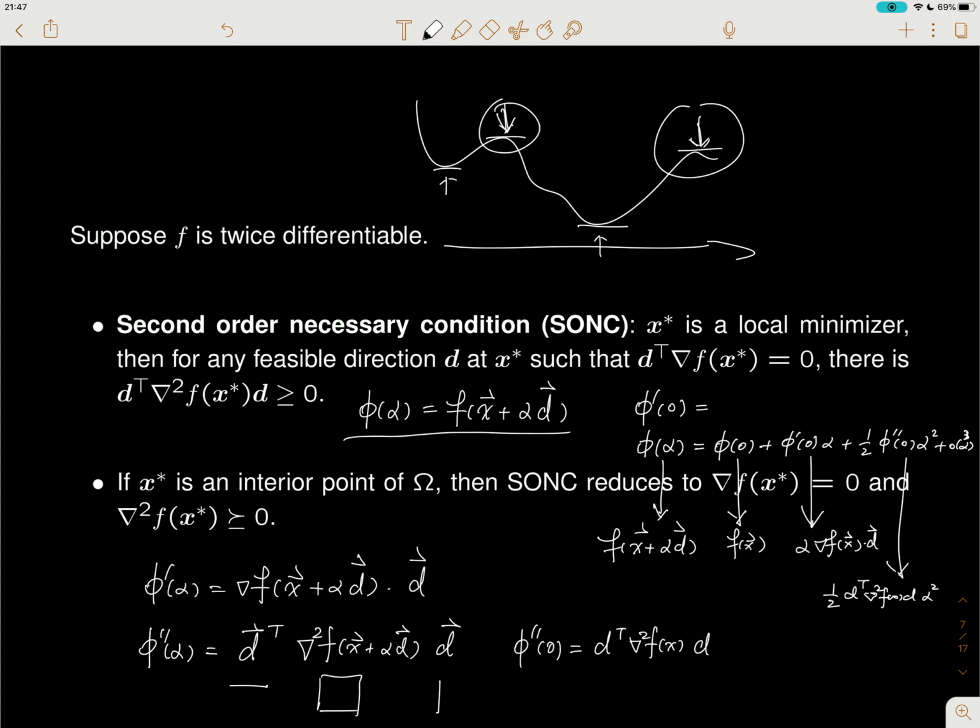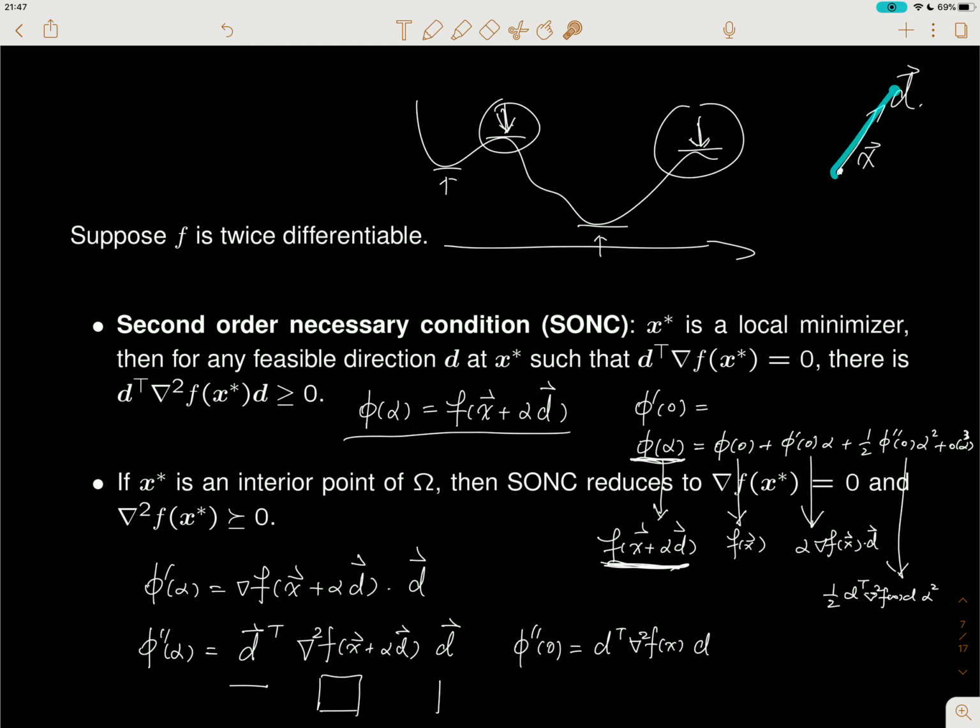Okay, so at the point x going along the direction d, the function value will be this one here. It can be written as a sum of this, this, and this. And this last one will be very small, so we don't really care about that. So this is the function value at the original point x.